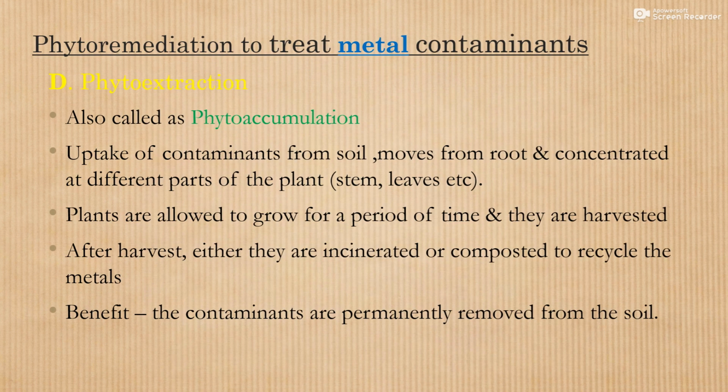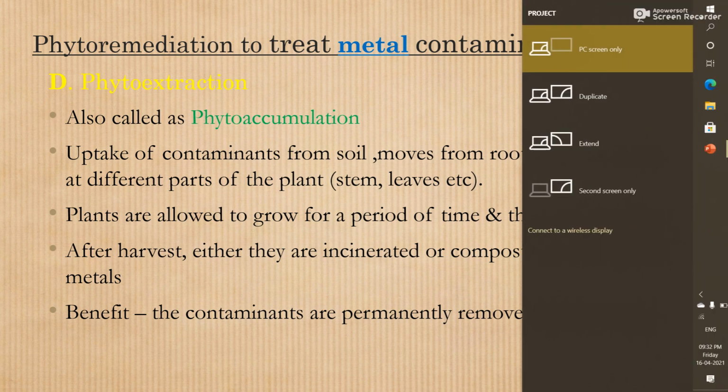Now coming to the next treatment, that is, treating metal contaminants or pollutants. For that, the first method is phytoextraction. Phytoextraction is also called phytoaccumulation.